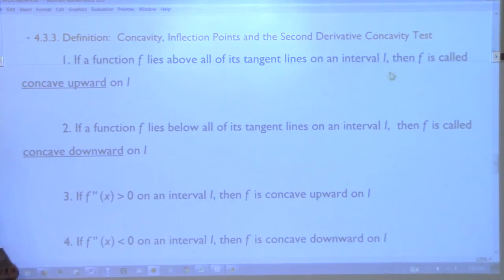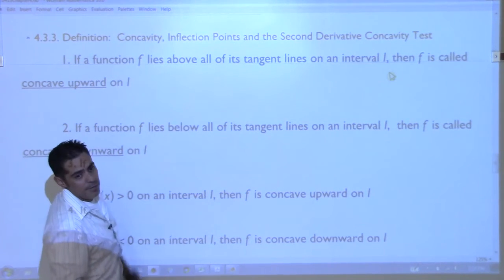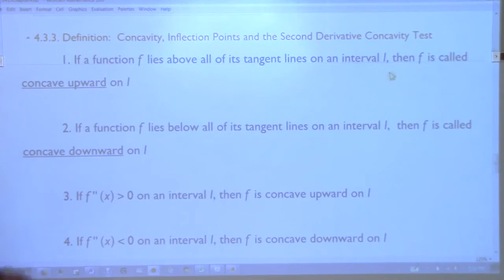Now we move on and talk about something that has to do with the second derivative. So the first derivative tells us up and down. What does the second derivative tell us about a function? And what it determines is what's called the concavity of a function. And here's the definition. Okay, I can read through this.